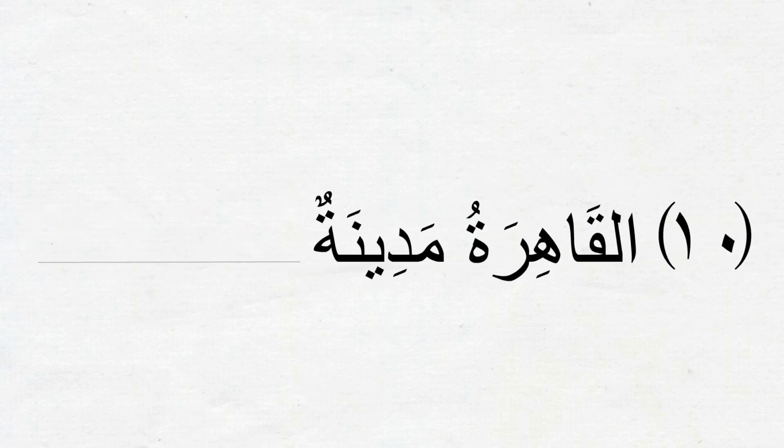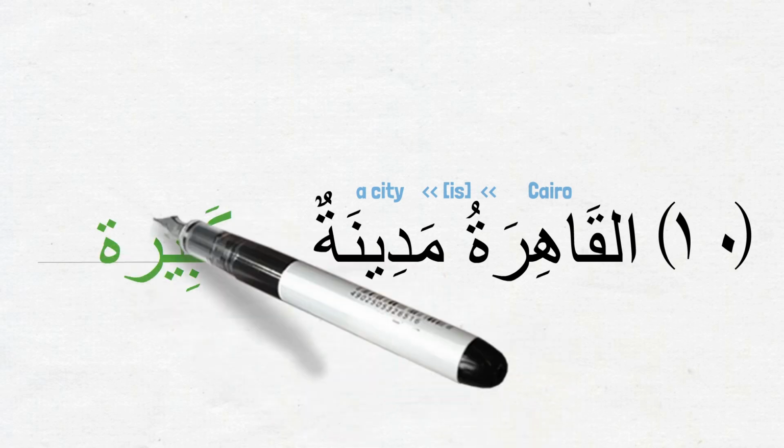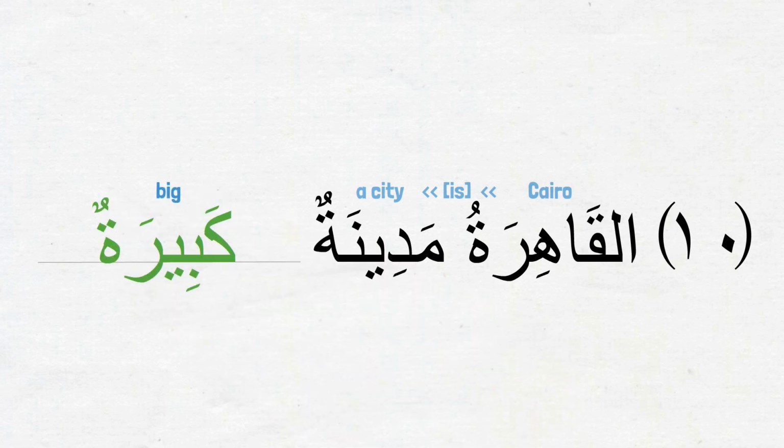And the final sentence. القاهرة مدينة. You can use كبيرة or جميلة in this blank. I'm going to put كبيرة here. So we have القاهرة مدينة كبيرة. القاهرة or Cairo is a big city.